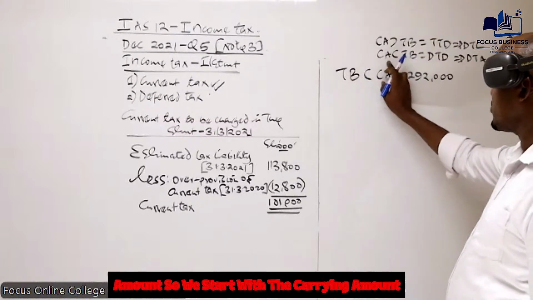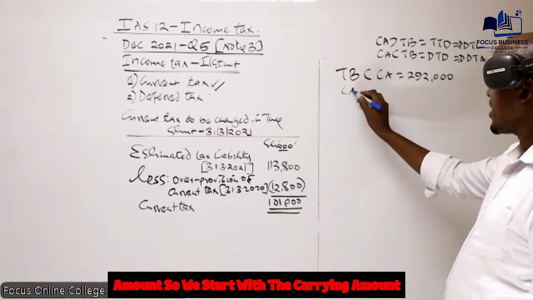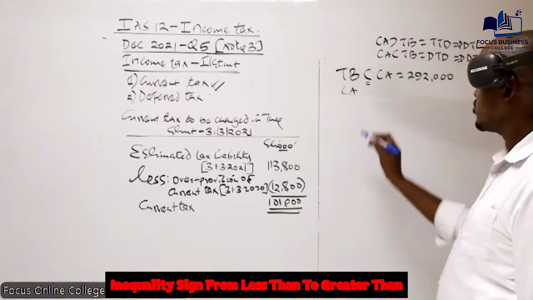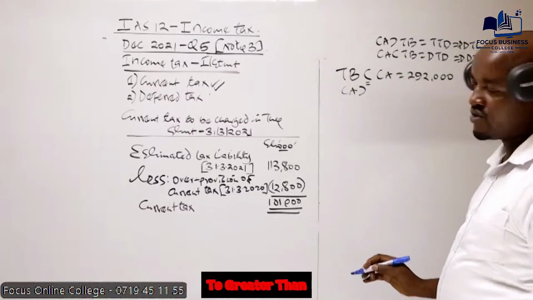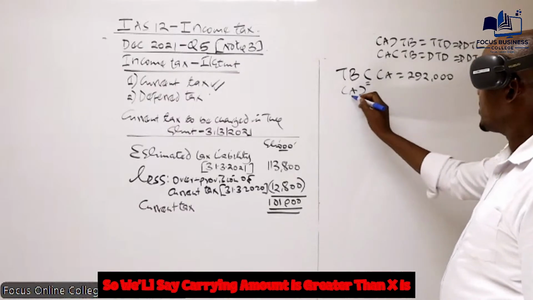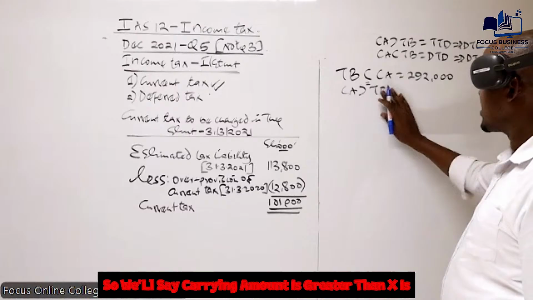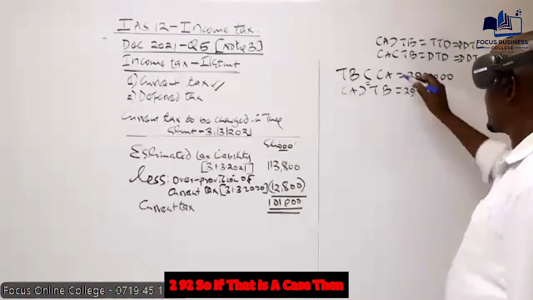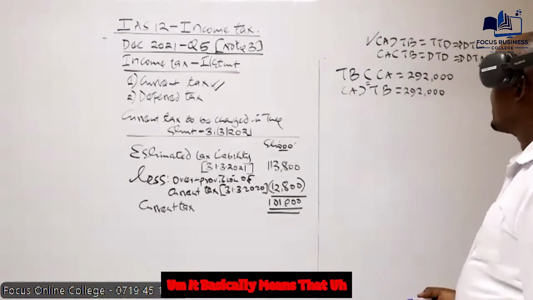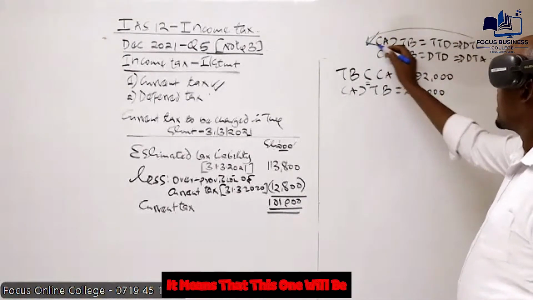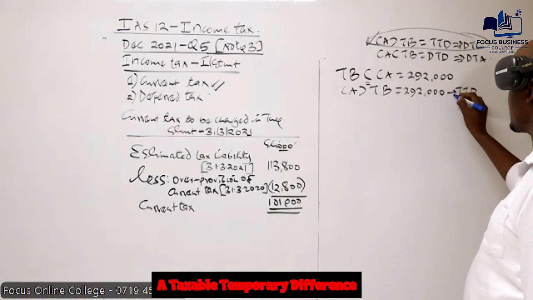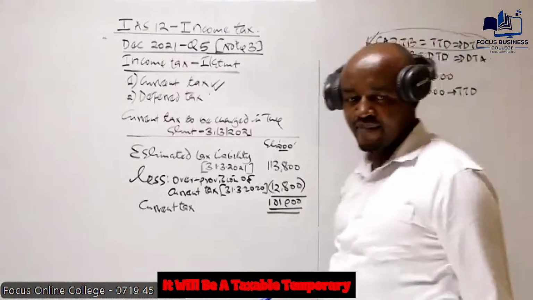Therefore, for us to determine whether this is taxable or deductible, we interchange this. We start with the carrying amount. Automatically, we change the inequality sign from less than to greater than. So we'll say the carrying amount is greater than the tax base, with an amount of 292. If that is the case, then this will be a taxable temporary difference.